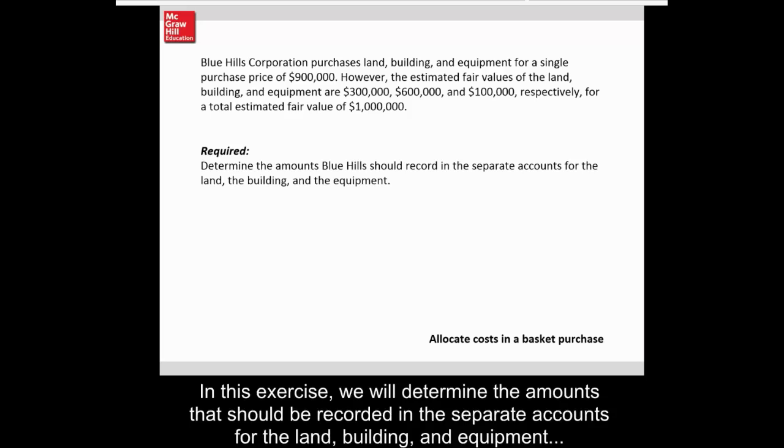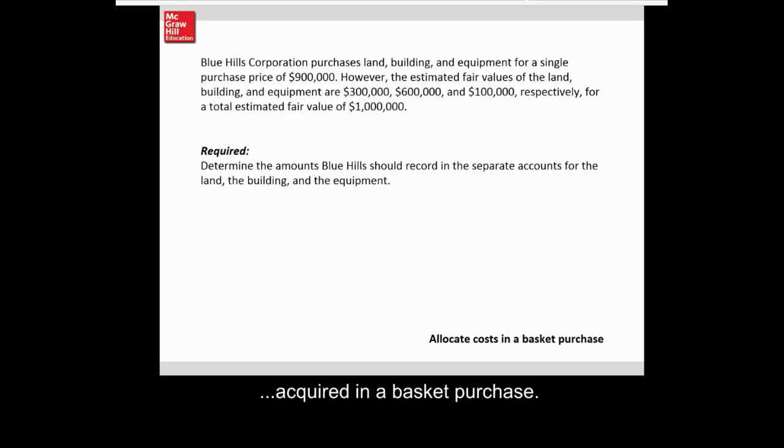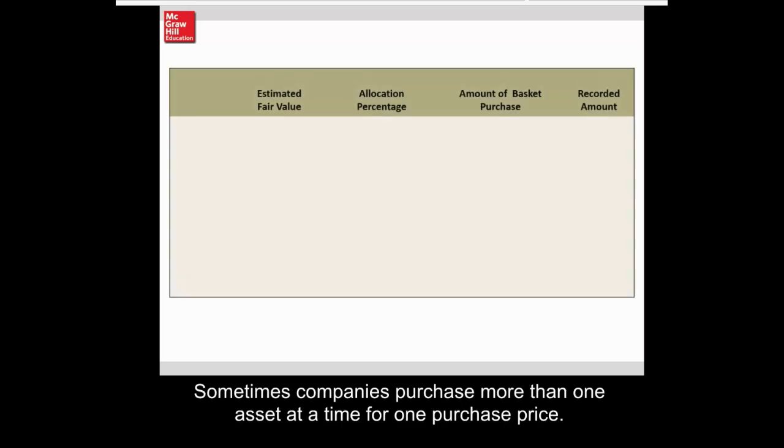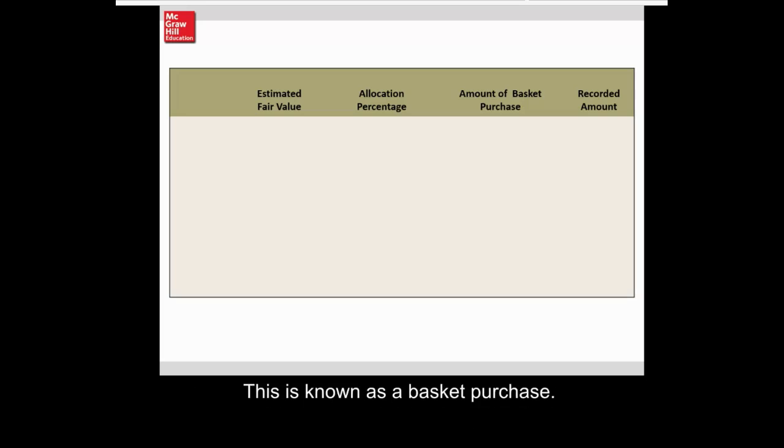In this exercise, we will determine the amounts that should be recorded in the separate accounts for the land, building, and equipment acquired in a basket purchase. Sometimes companies purchase more than one asset at a time for one purchase price. This is known as a basket purchase.